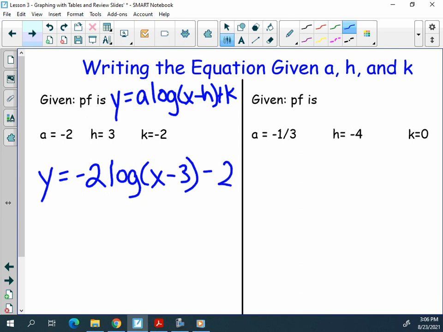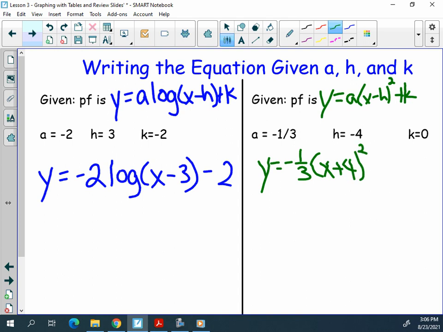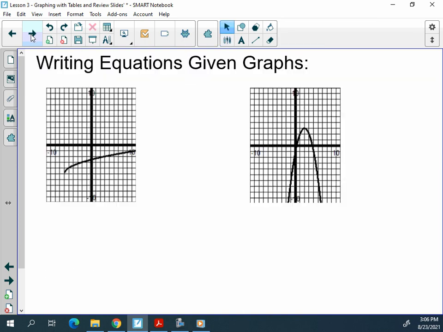There's my equation. If I tell you your parent function is y equals a times x minus h squared plus k, that's a quadratic. So again, all we're doing is putting our a, our h, and our k into their proper positions, and my equation would be y equals -1/3 times x plus 4 squared. I don't have to write plus or minus 0. It's fine the way it is.